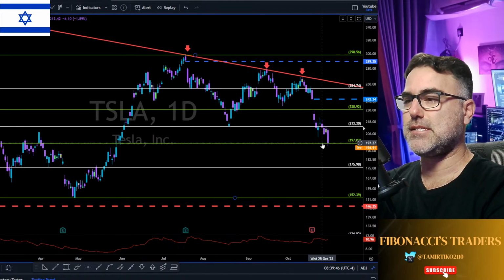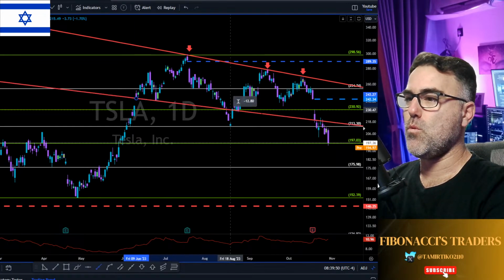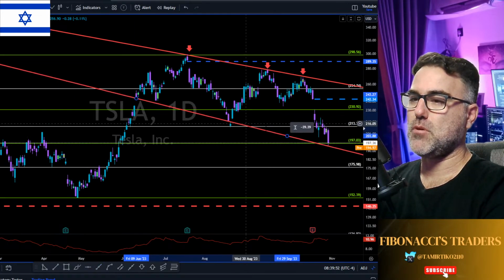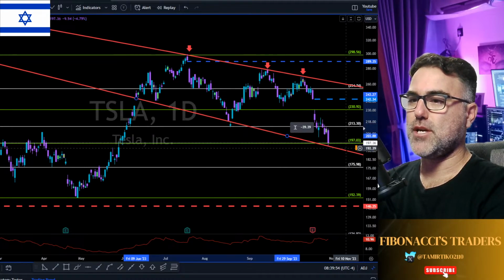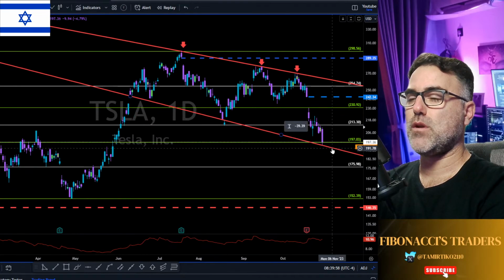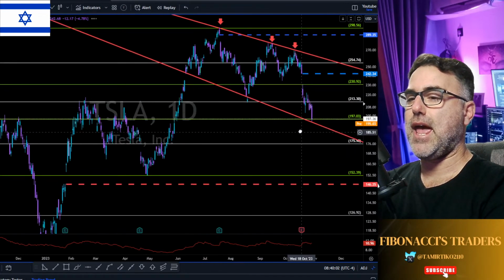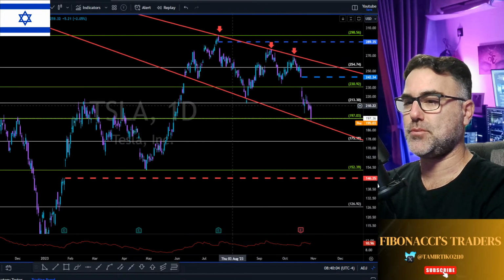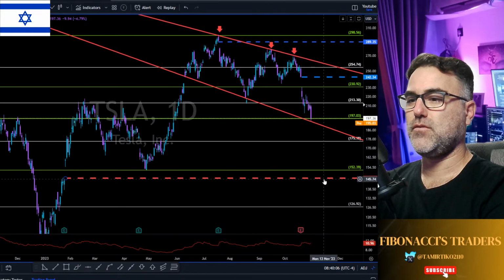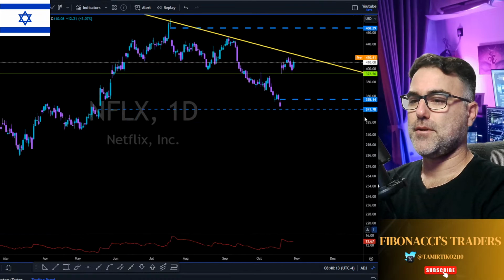Tesla, pre-market breaking below 197. The 197 is the 618 Fibonacci retracement. Be careful. Why? Because it's also breaking below this red trend line. And once this red trend line gets broken, 2 days below this red trend line, and we will have a steep fall towards the 146. Be careful on Tesla.